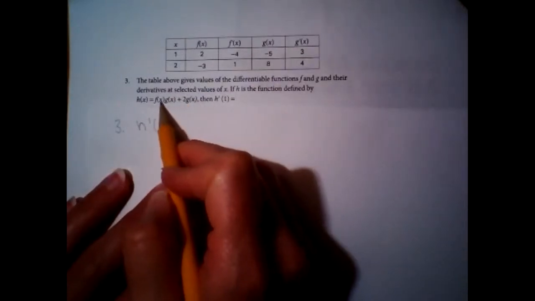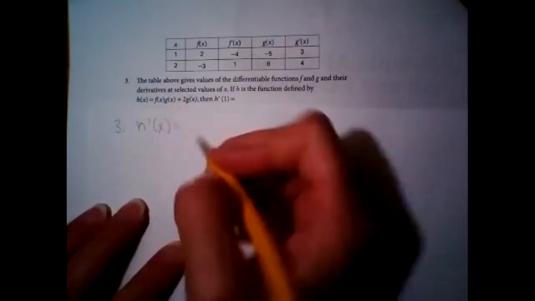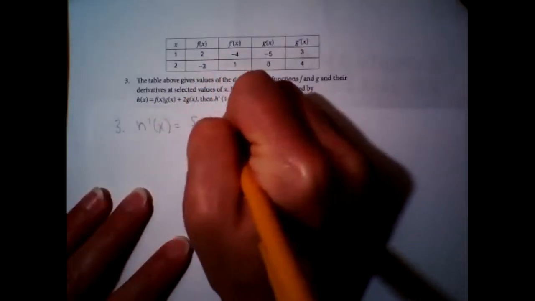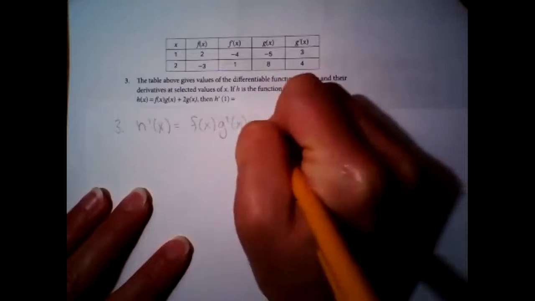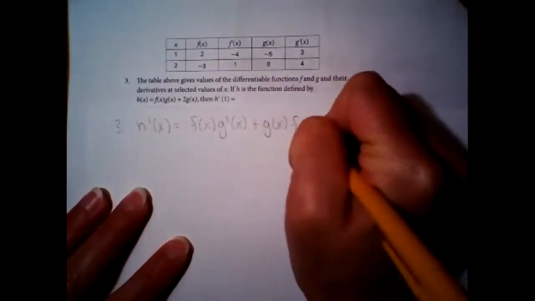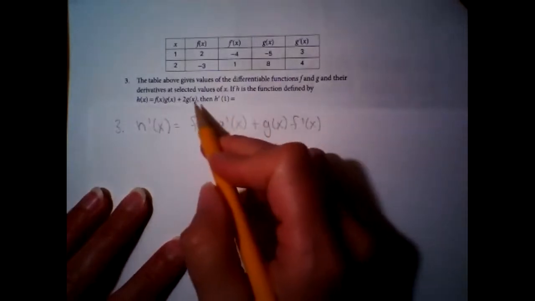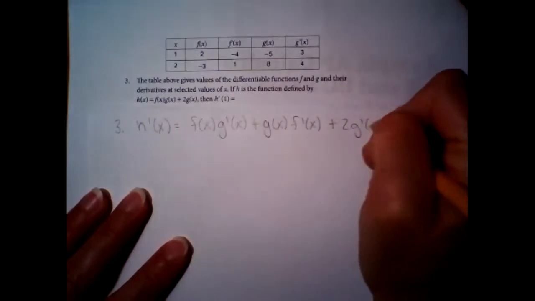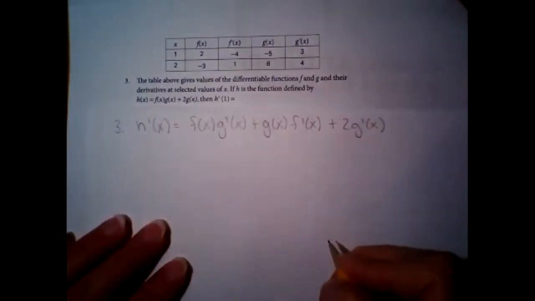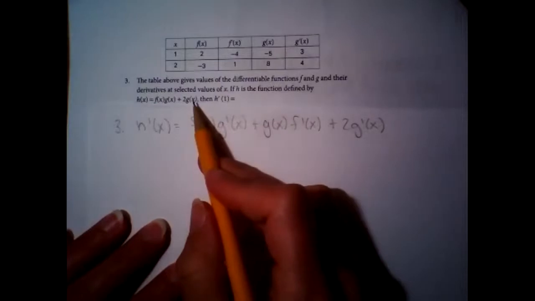Now you do still need to know your derivative rules. F times g is a product rule. So it's first derivative of the second plus second derivative of the first. That's just knowing your product rule. All right, plus, and then it would be 2g prime of x. So derivative of g is just g prime. There just happens to be a 2 there.